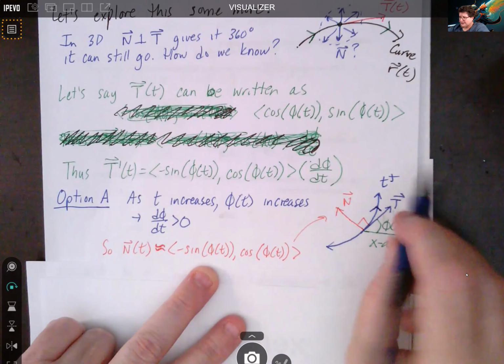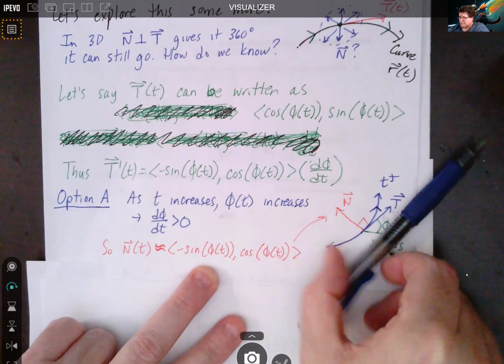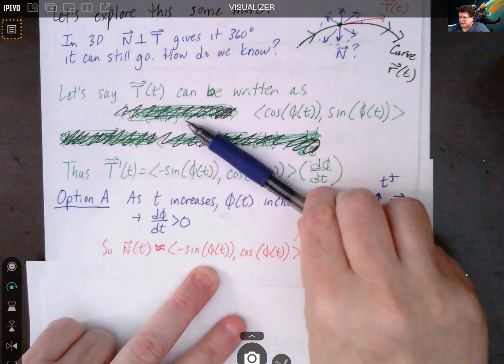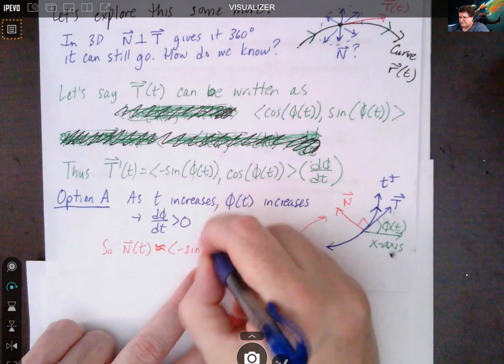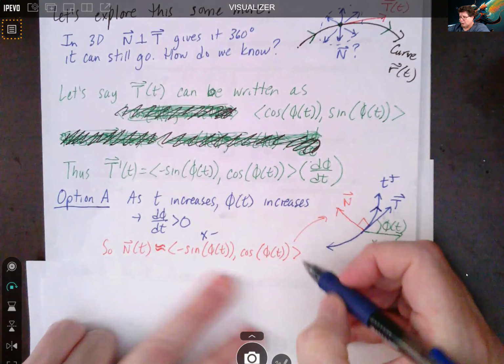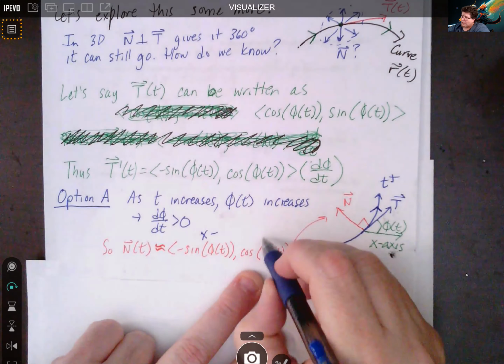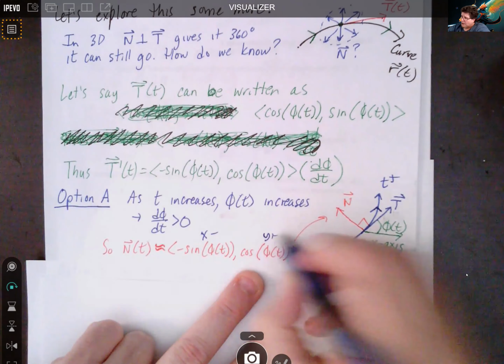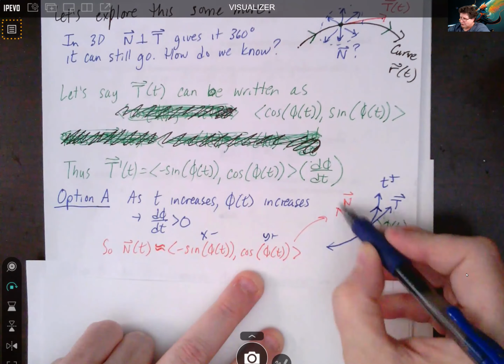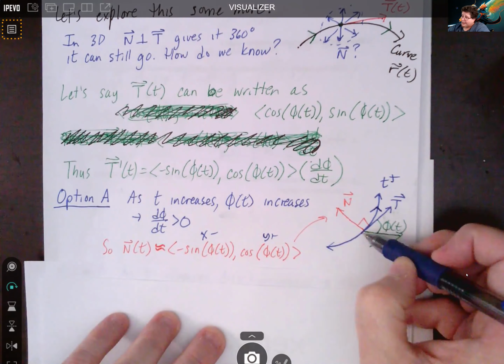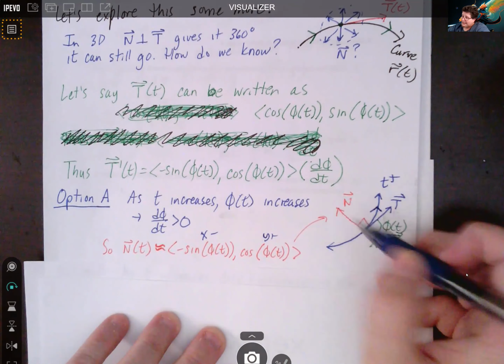Sine is positive here. So my x component is going to be negative. So x has got a negative value. And my y value, cosine, is also positive here too. So my y has a positive value. The normal vector is somewhere going that direction. It's going inward like that in the xy plane.